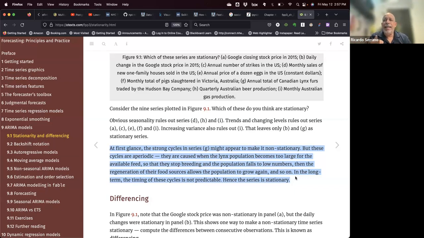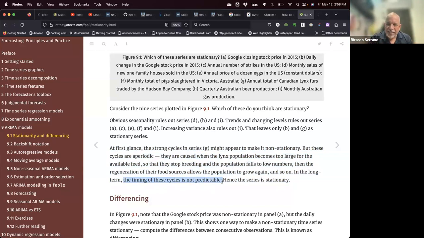In this case, it doesn't have to do with a season. It has to do with the number of lynx, animals that are in that environment. When that number grows larger, they stop breeding to lower the numbers and stabilize again. Then the regeneration of their food source allows their population to grow again, and so on. In the long term, the timing of these cycles is not predictable. Remember, no long-term predictable patterns.